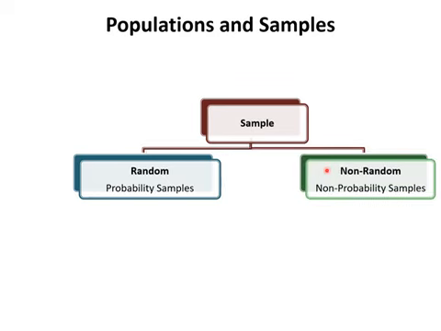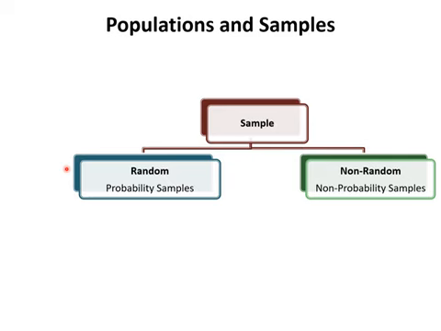The second type is non-random or non-probability samples. This is usually easier and more convenient, but the probability of selection is not known. Therefore, the chance of error and sampling bias is greater. The result of this type of sample is just limited to the sample and cannot be reflected to the population.